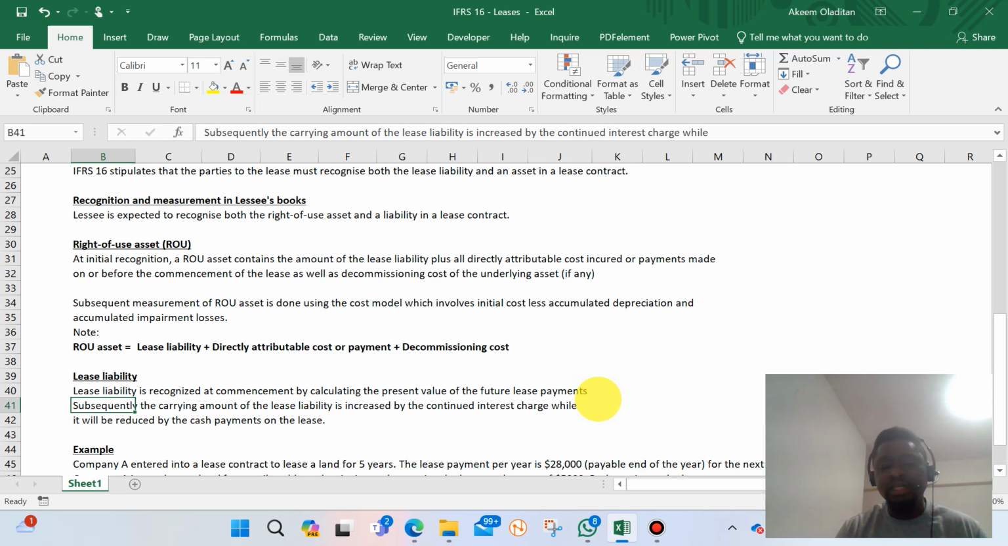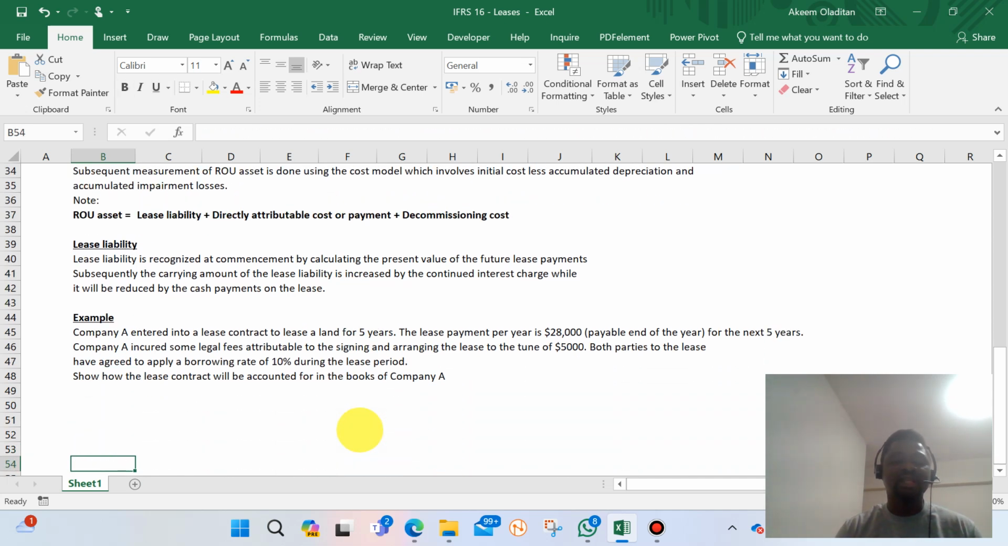So subsequently, that value of the lease liability will change. How will it change? Number one, it will change as a result of interest. Maybe we apply some interest on it. That interest on the initial amount, because we have discounted it, will continue to grow on it. So when you charge an interest, it should increase that lease liability. And also, while we are making payment on the lease, that £5,000, as I made mention of, it will reduce the value of the lease. That is subsequent measurement of the lease liability.